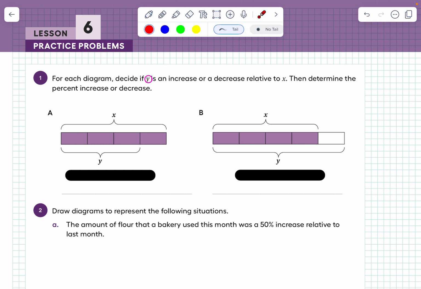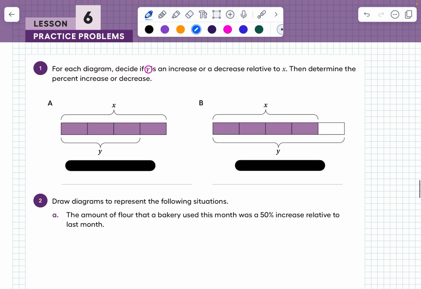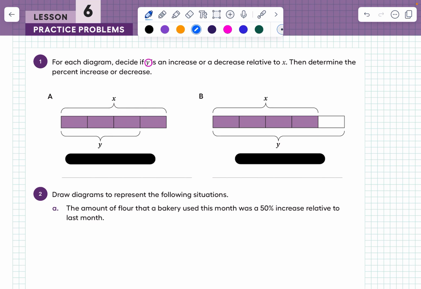If I look at this, I can see that x has been cut into 4 blocks, and I can see that y is 3 out of the 4 blocks. So I like to do something like this, where I say y is 3/4 of x. And then when we translate that into an equation, you know that is means equals. So I have y equals 3/4, of means times, and x. So as you can see, y is 3/4 of x.